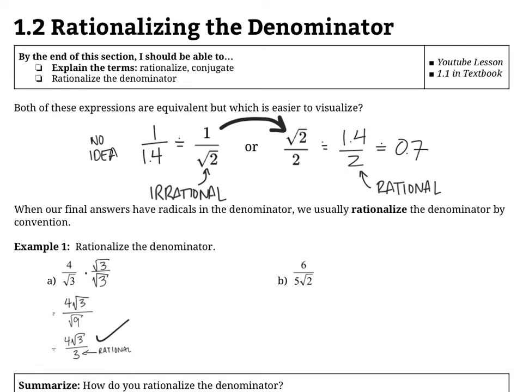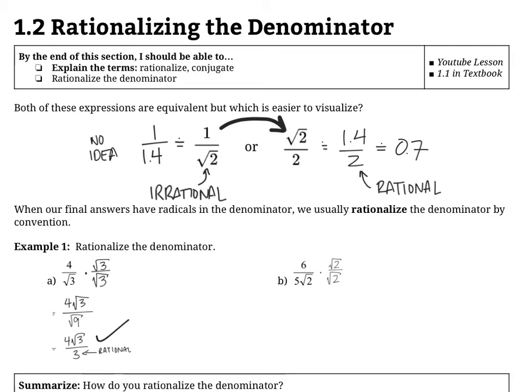6 over 5 root 2. Think about it. What are we going to multiply the denominator by and the numerator by in order to get rid of that root 2 in the denominator? The answer is root 2. And again, we have to do it in the denominator and the numerator.